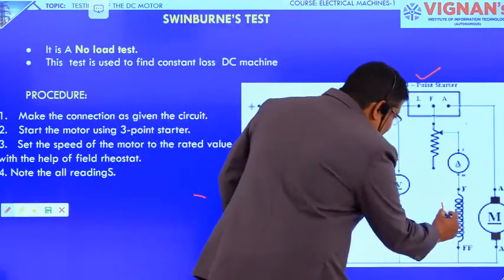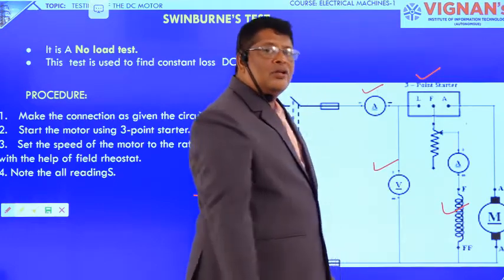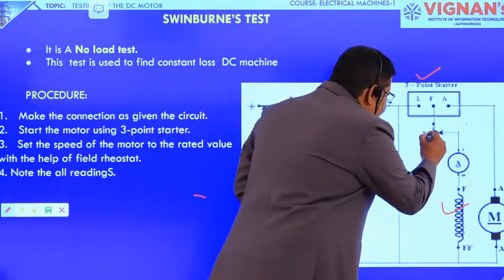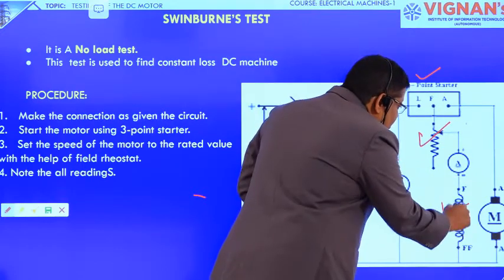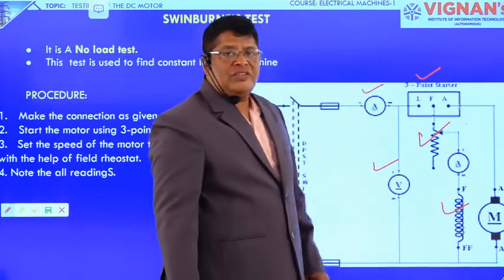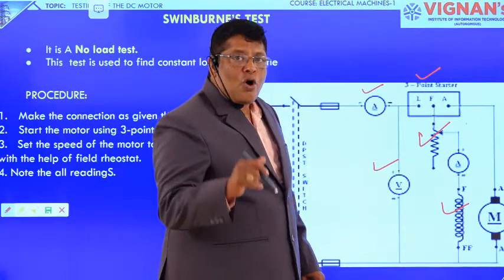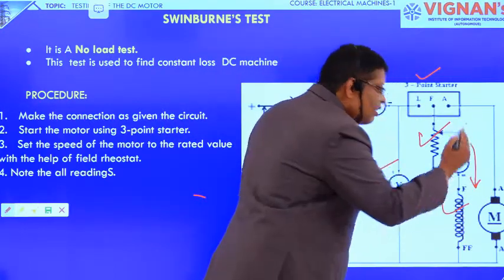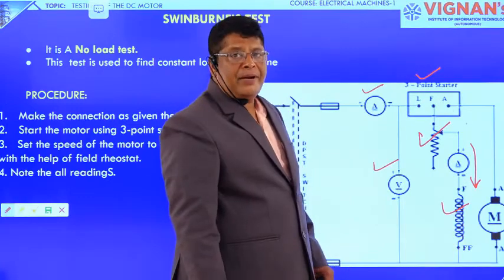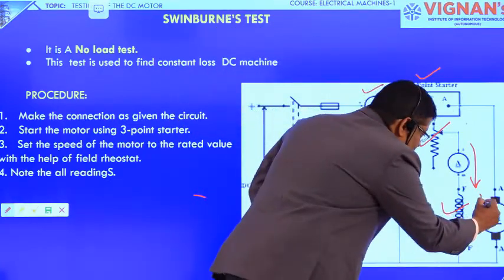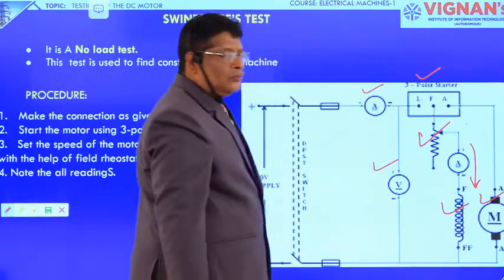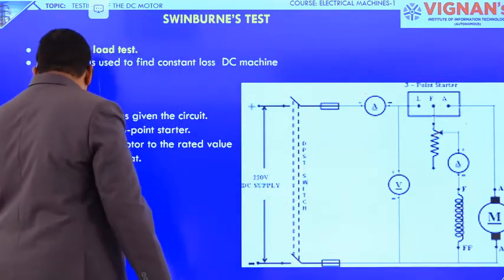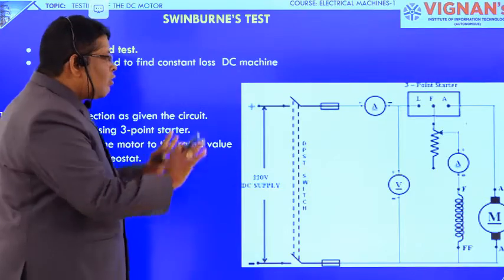This is the field winding of the motor. To regulate the speed of the motor, we are keeping one resistance in series with the field winding. To know how much current is flowing through the field winding, we are keeping an ammeter also. This is the DC motor. In this test, there is no need to apply any load on the motor.